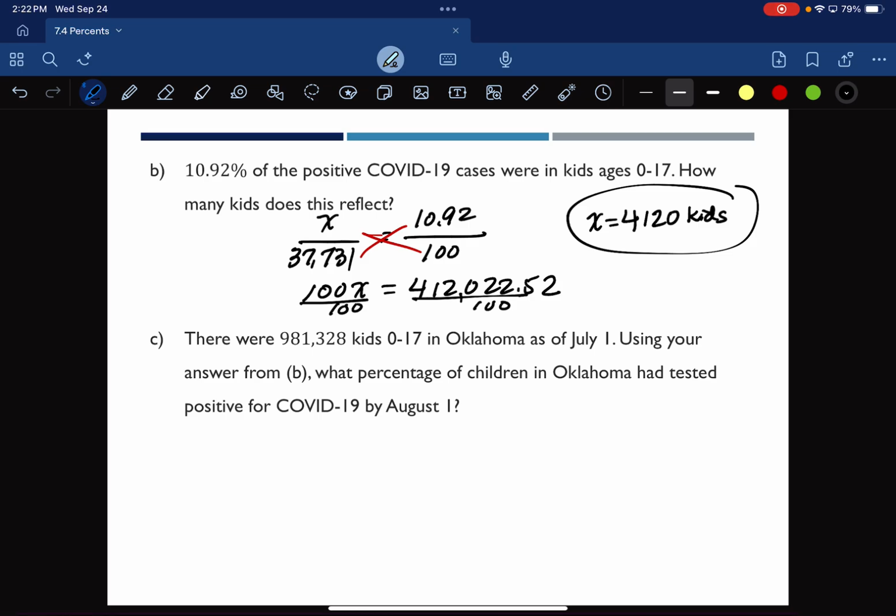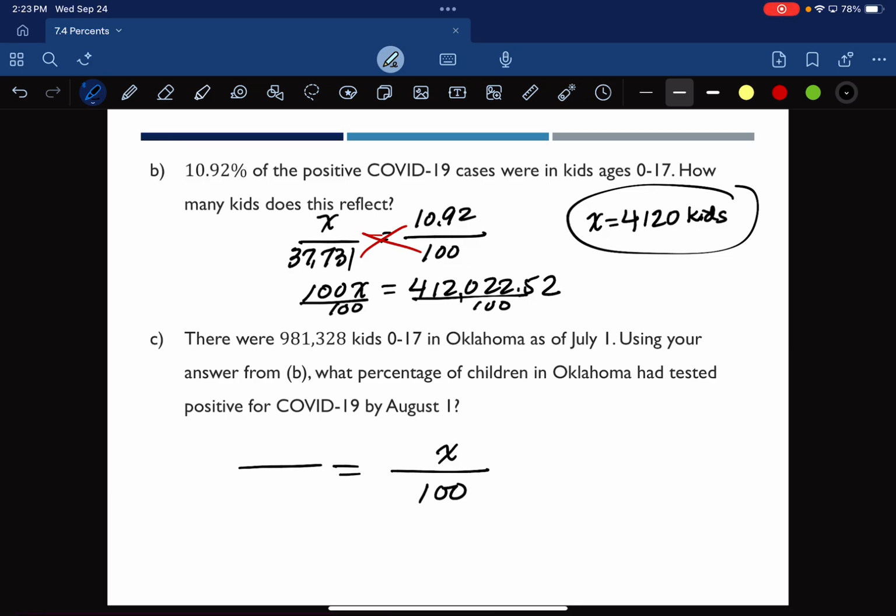So another data statistic. At the time of that census for the number of total people, which was almost 4 million people in Oklahoma, 981,328 were kids. And we want to see what percentage then of the children had tested positive for COVID-19, right? We knew the overall percent was less than 1%, but what percent is it of the children? It's not necessarily the same, right? Different populations are affected differently. So again, we're looking for a percent. So this is the part we don't know. And we have our 100 on the bottom.